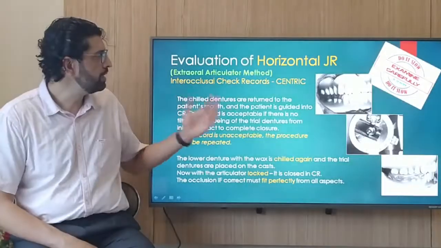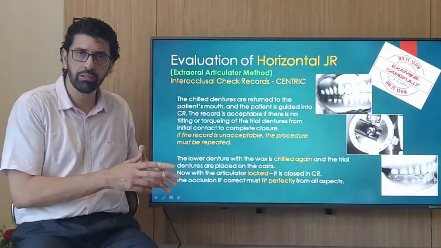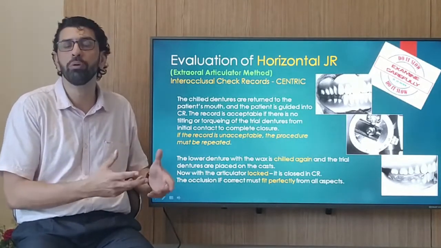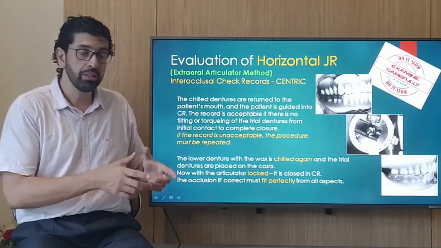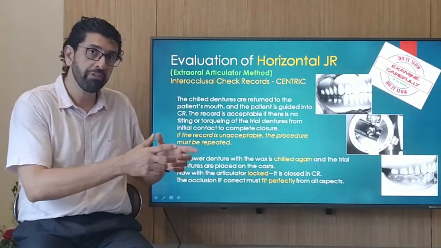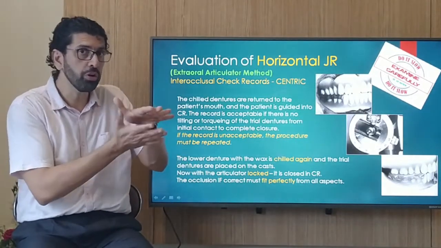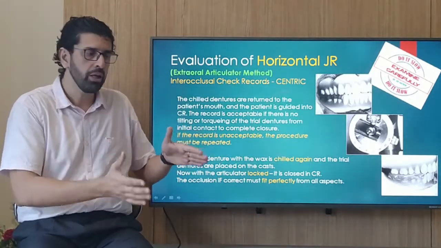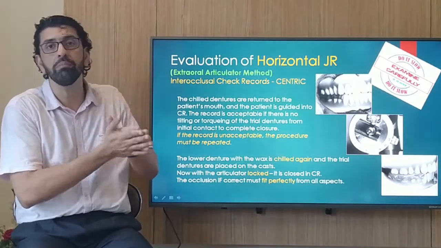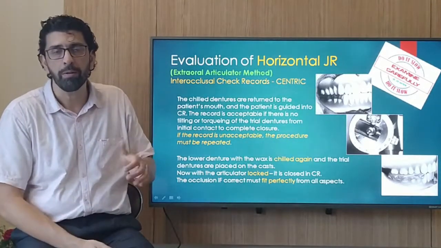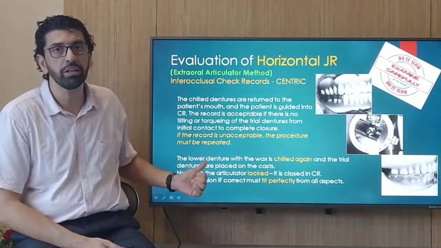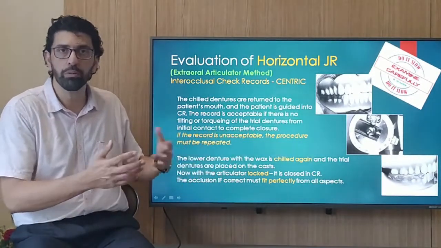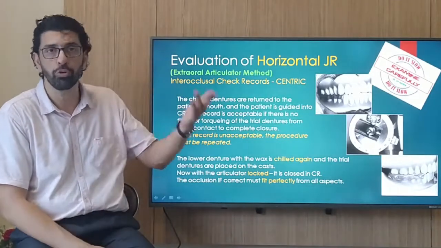So once we have got this record in the mouth and you've checked it, you're going to take it out, you've chilled it, right? And then you're going to put it back into the mouth and you're going to verify it again. Now this time, the patient needs to close from first contact to full closure. There should be no slipping, sliding, talking, tilting of the denture. So if this is the case, then you deem that this record is good. If the record is good, you can go ahead and verify it onto the articulator. But if the record is not good, if you see some movement, you want to repeat the procedure and make sure that it is good before you go ahead.